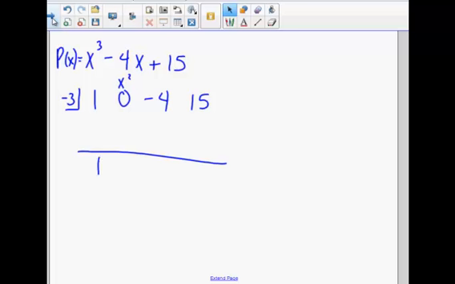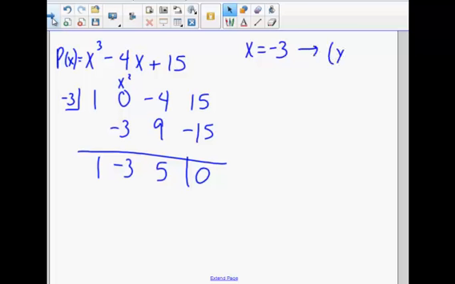So we're going to once again bring down 1. 1 times a negative 3 is a negative 3. That gives you a negative 3. A negative 3 times a negative 3 is a positive 9, which gives you a positive 5. There you go. Positive 5 times a negative 3 is a negative 15. There's my 0 remainder. So x equals negative 3 is a root, which means that x plus 3 is a factor. So now I've factored my polynomial. I know that I have an x plus 3 out of there.